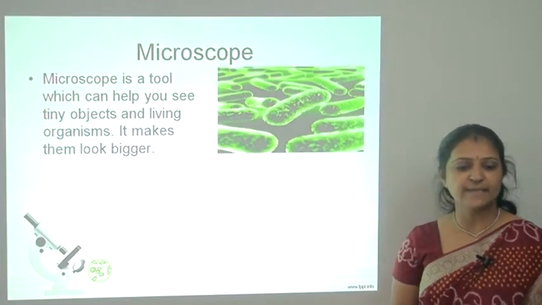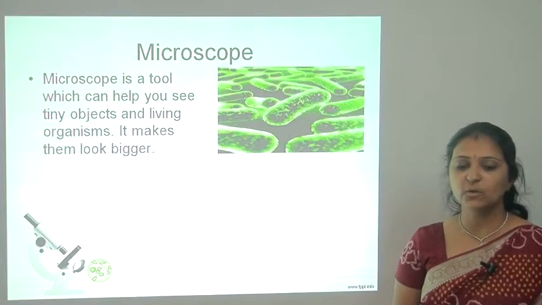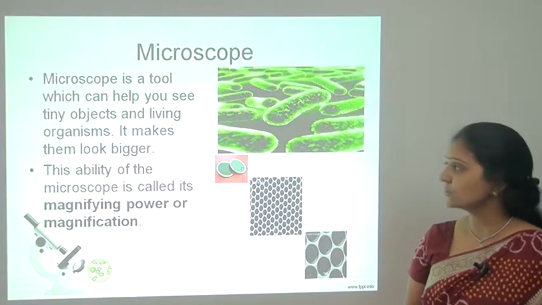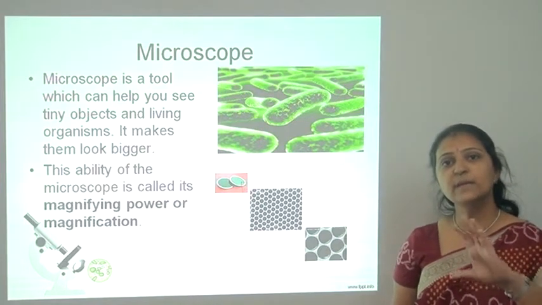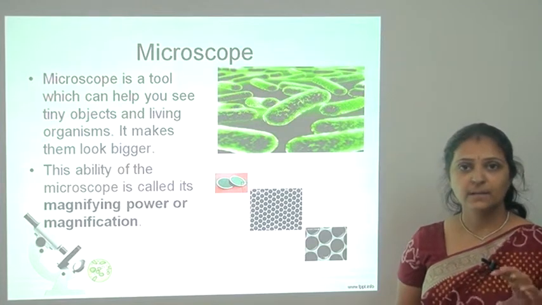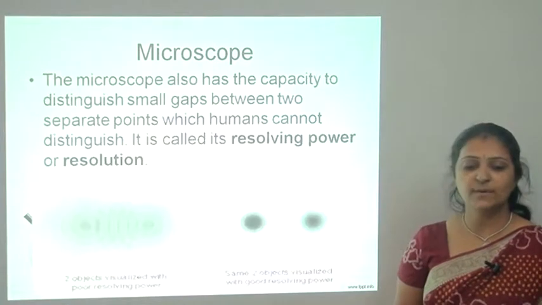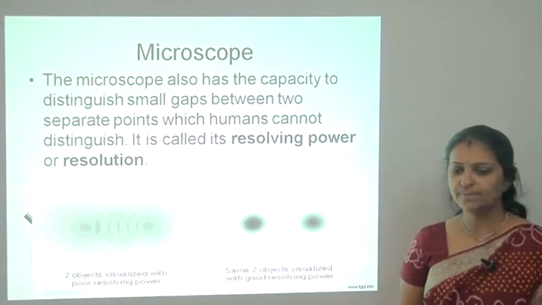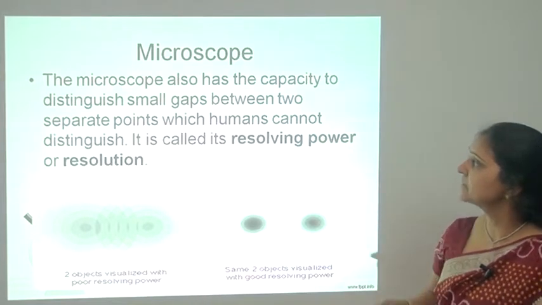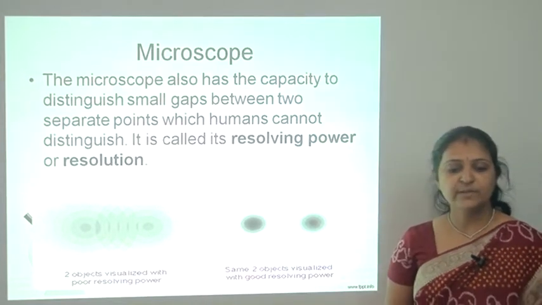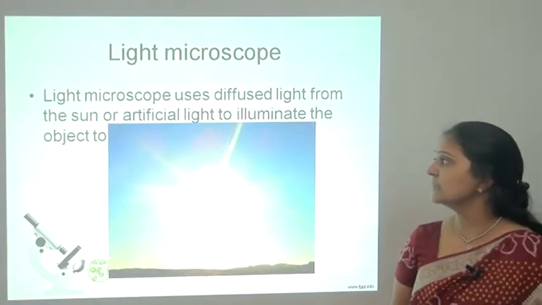A microscope is a tool which helps you to see tiny objects and living organisms, and it makes them look bigger. The ability of the microscope to do this is called its magnifying power or magnification. The microscope also has the capacity to distinguish small gaps between two separate points which humans cannot distinguish, and it is known as the resolving power of the microscope, or the resolution.